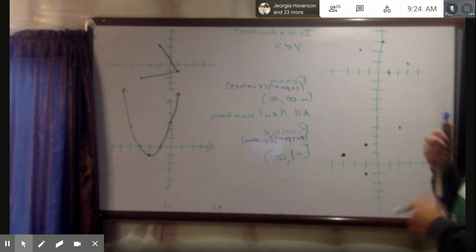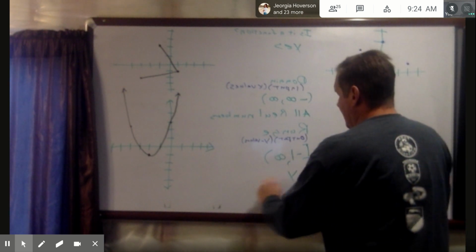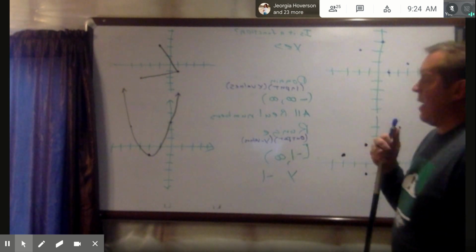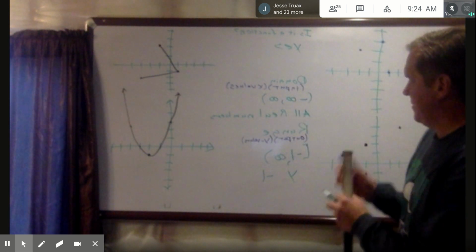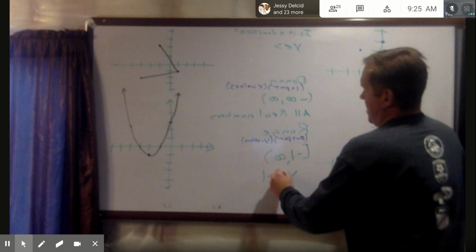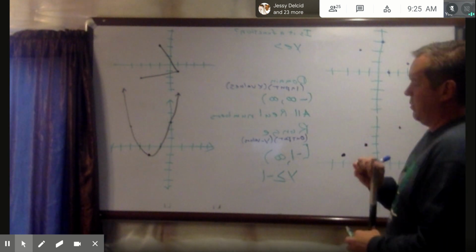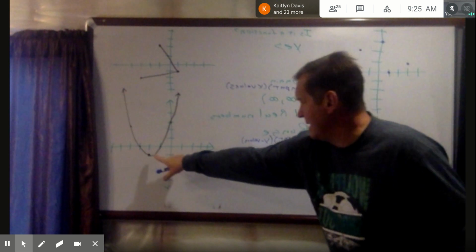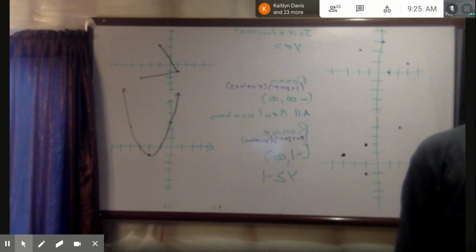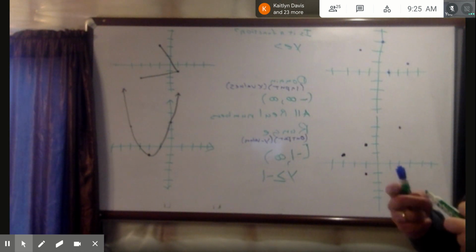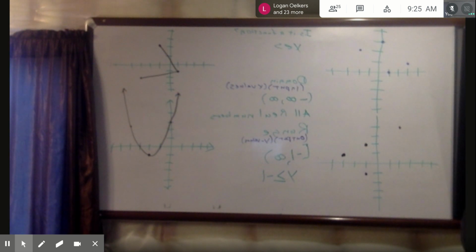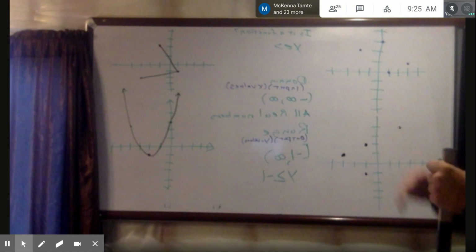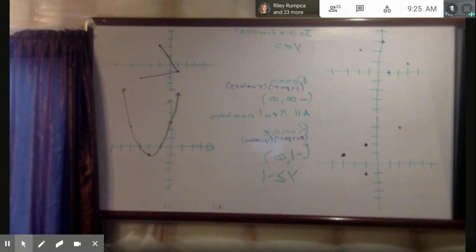Inequality notation, you could say that y is what compared to -1? Y must be, as we go up, y must be greater than or equal to. We put the equal to because there's no open circle there. All right, everybody good? This is the toughest part of the lesson. This is going to be by far the toughest.